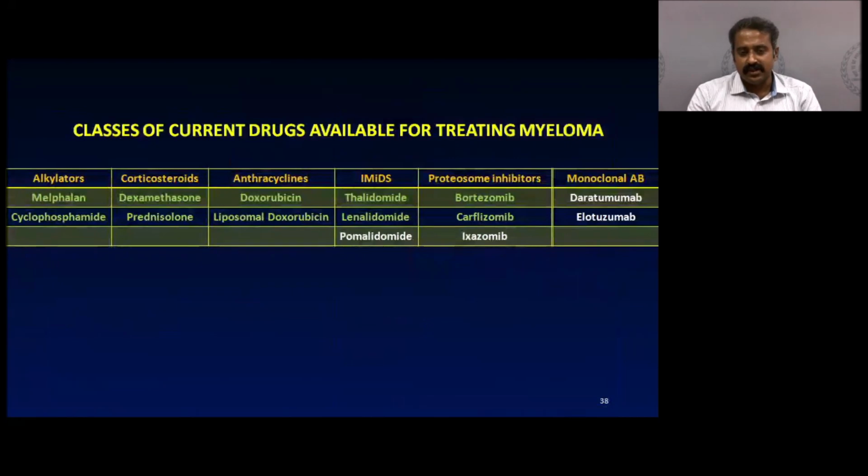This slide shows the various drugs that are available for treatment of myeloma. So you can have alkylators, which are melphalan and cyclophosphamide. You can have corticosteroids, anthracyclines, immunomodulators ranging from thalidomide, lenalidomide, and the newest one, pomalidomide. We can have proteasome inhibitors: bortezomib, carfilzomib, and ixazomib. And now there is also the availability of monoclonal antibodies called daratumumab and elotuzumab, which are available for treatment of multiple myeloma. In multiple myeloma, essentially, a combination of these drugs is used. So either you use a doublet, where you combine 2 classes of drug, or a triplet, where you combine 3 classes of drug.